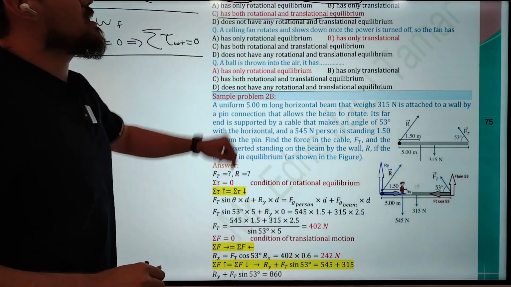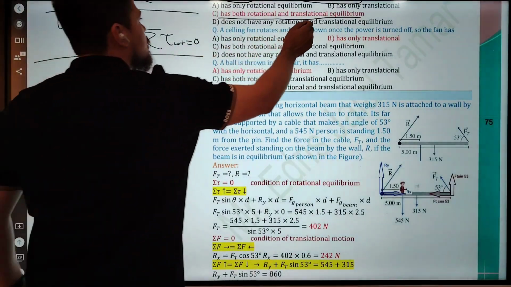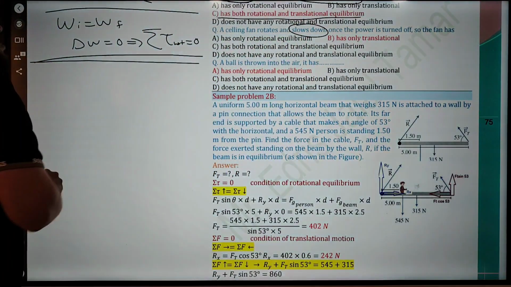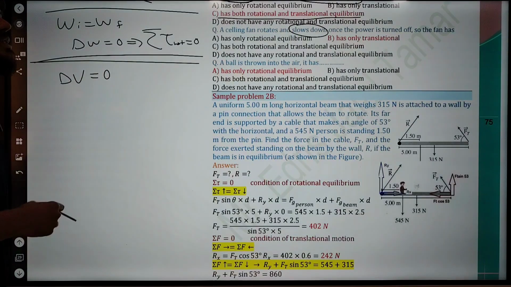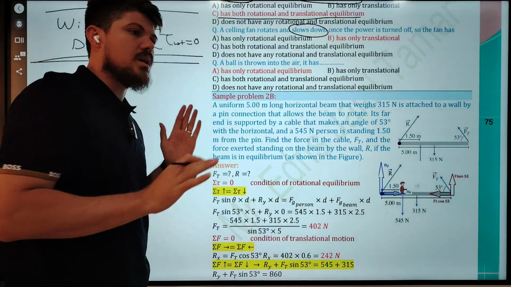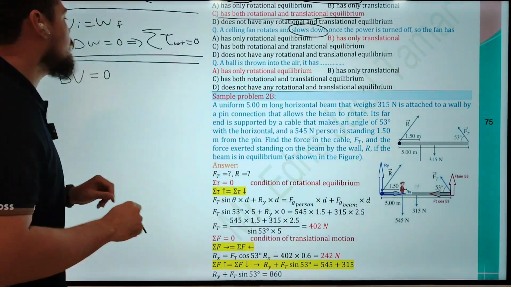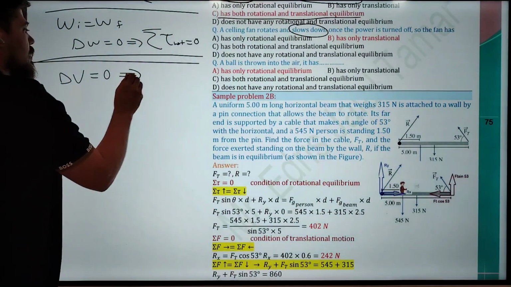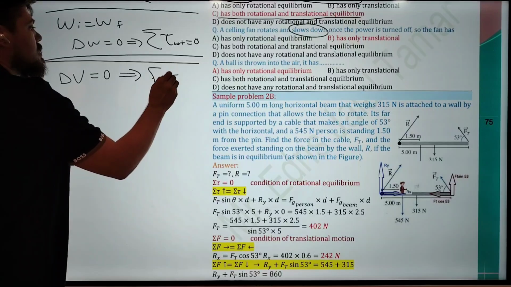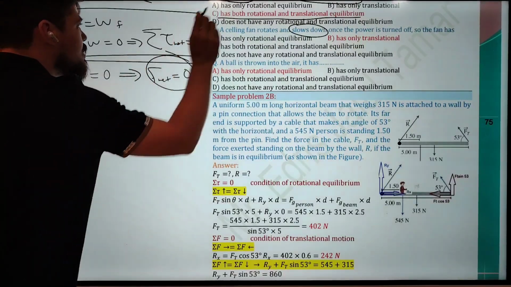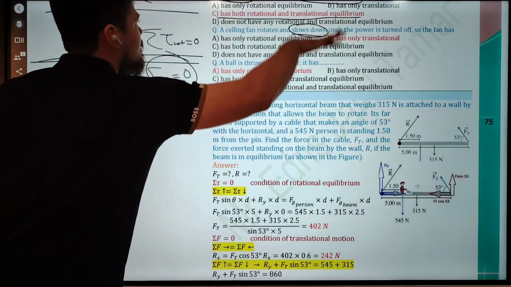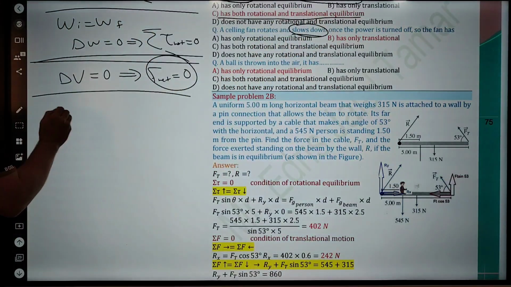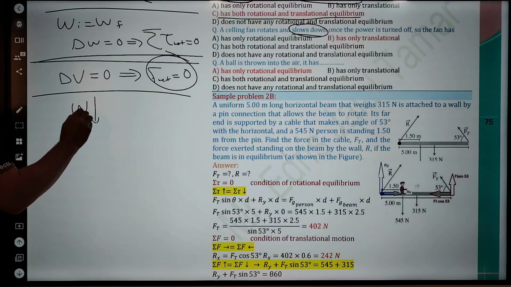A ceiling fan rotates and slows down. When we say slows down, its velocity doesn't change. Be careful. The ceiling fan has no velocity. It is fixed. Change in velocity is always equal to 0, and net force is 0. It means that the object has translational equilibrium. But when the question says slows down from rotation, it means that angular speed decreases.